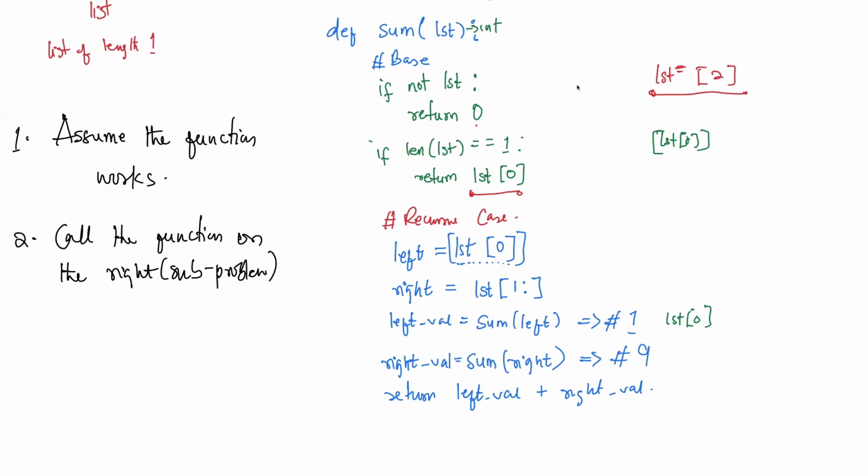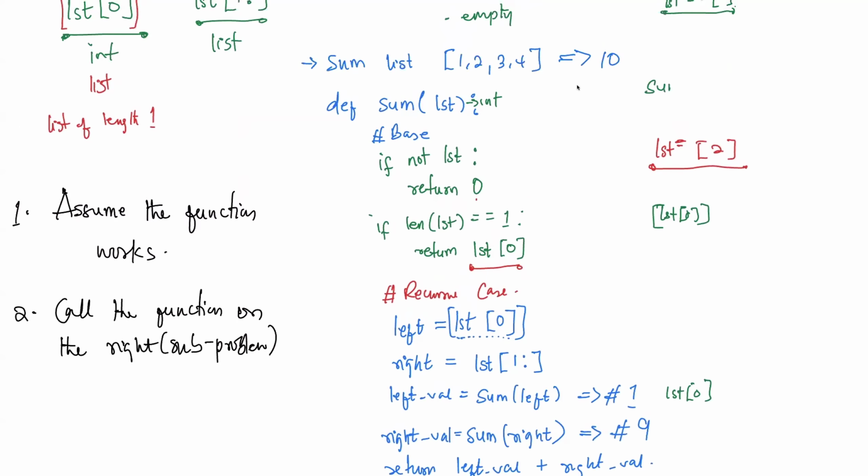So if I ask you to do sum of 1, it will hit the base case, right? If I have sum of 1, what's the length of this one? It's 1, right? So then it will hit this part, then it will return 1, right? So we will only come down here if the length is more than 1, right?